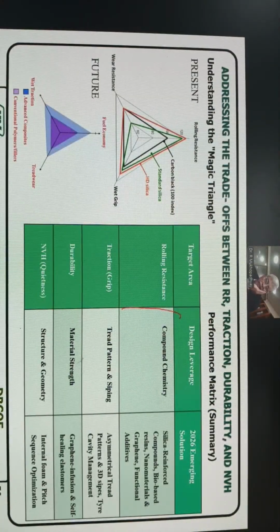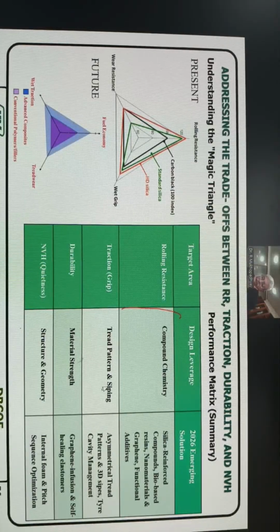These are certain other present trends. Today, earlier we were using carbon black, and now the standard silica and high dispersible silica. High dispersible silica, to some extent, with the silane coupling agent addresses that, but the future will be a little bit different. We require a special, advanced composite to see that. I will explain that one. That means for rolling resistance, you have to consider the compound chemistry, that is a silica reinforced compound, bio-based resins, nanomaterial like graphene or functional additive or carbon nanotubes.